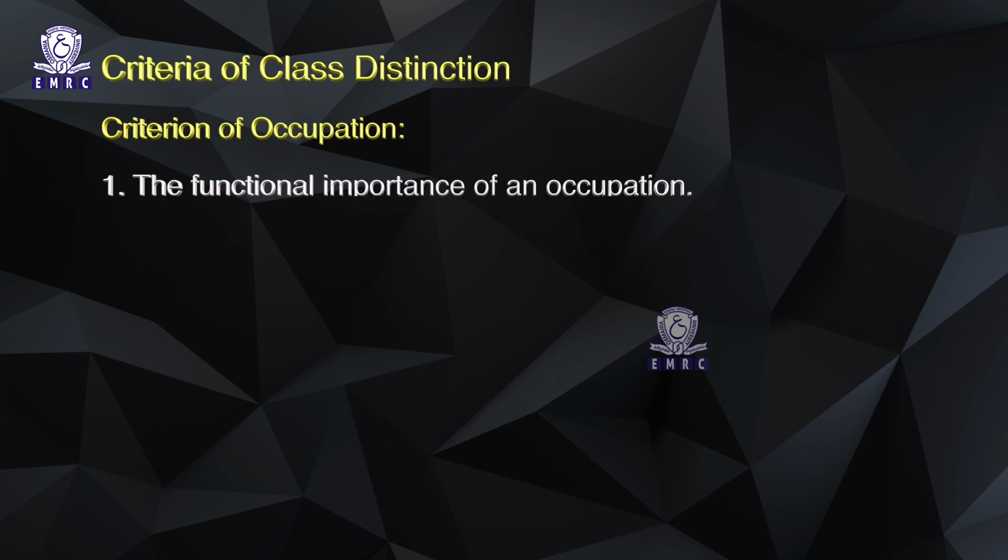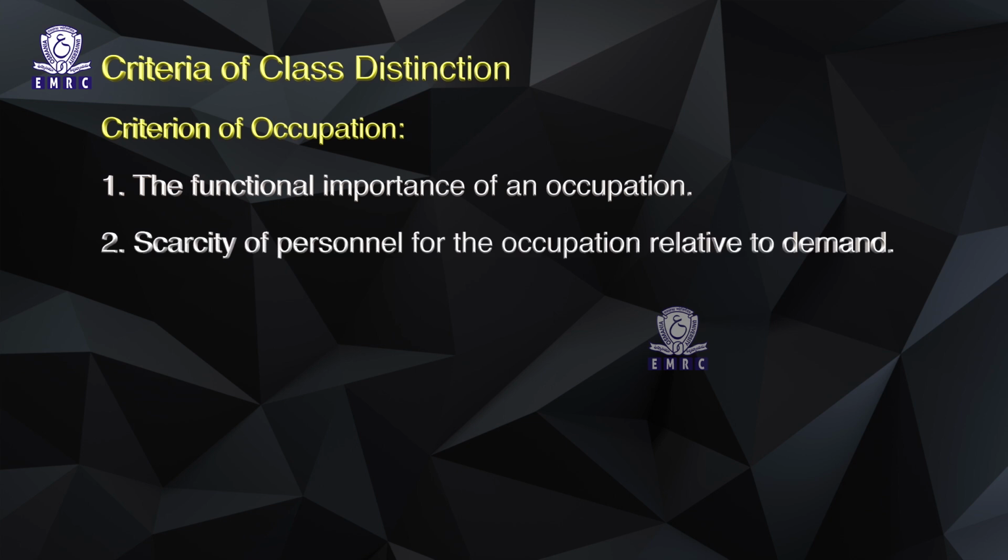There is also criterion of occupation. It is the possession of wealth for the most part which determines the sort of education an individual is likely to receive, and consequently the range of occupations which opens. There are various factors which determine the relative rank of different occupations. Firstly, the functional importance of an occupation. Secondly, scarcity of personnel for the occupation relative to the demand.